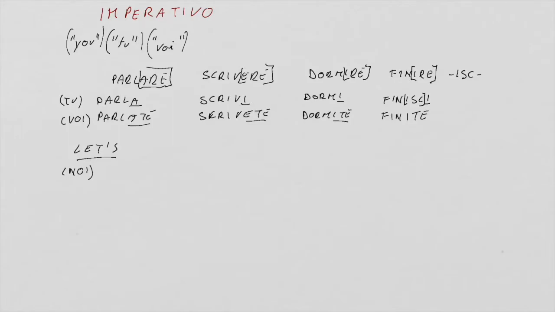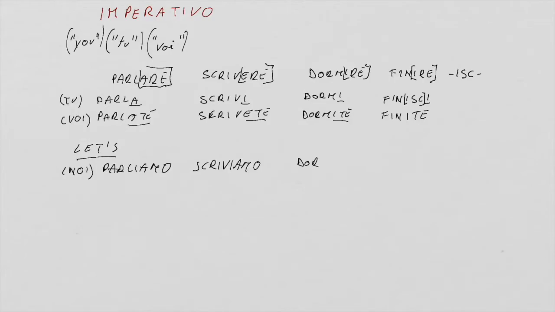So, if you want to translate in Italian, let's talk is simply parliamo, equal to the present tense of parlare in the noi form. Let's write is simply scriviamo, so it is exactly the first person plural, the noi form of the present tense of scrivere. Let's sleep. It is dormiamo. That is exactly the first person plural of the present tense of the verb dormire. And let's finish. You translate let's finish with finiamo. That is exactly the first person plural of the present tense of finire.